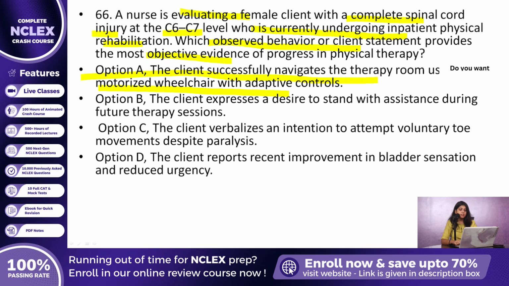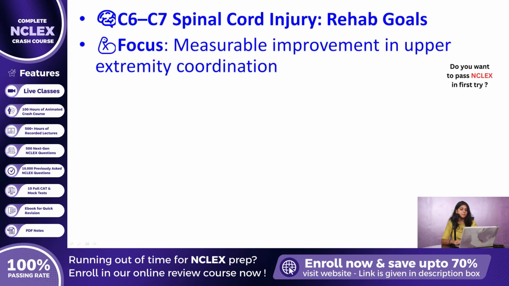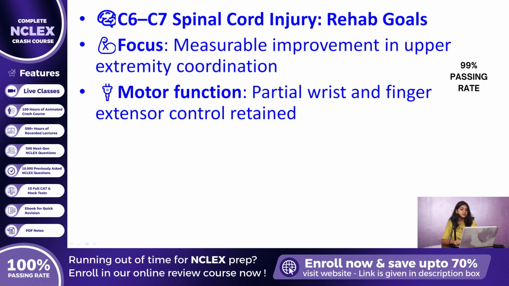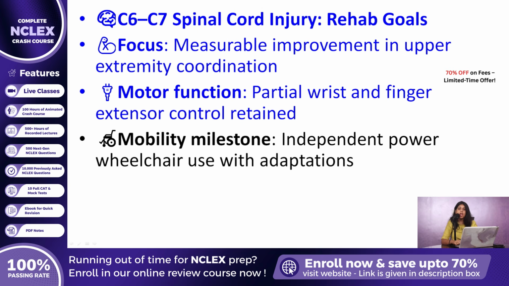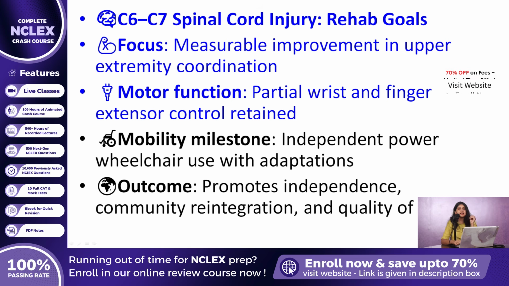Here is the rationale. This choice reflects a functional, measurable improvement in upper extremity motor skills and coordination, which aligns with physical therapy goals for clients with complete C6 to C7 spinal cord injuries. At this neurological level, clients may retain partial innervation of the wrist extensors and some finger extensors, allowing for independent wheelchair mobility, especially with adaptive devices. Mastering control of a power wheelchair is a key milestone that enhances independence, community reintegration, and overall quality of life.